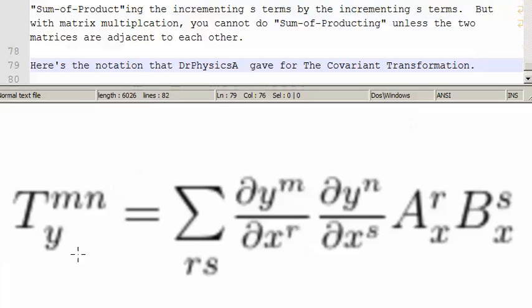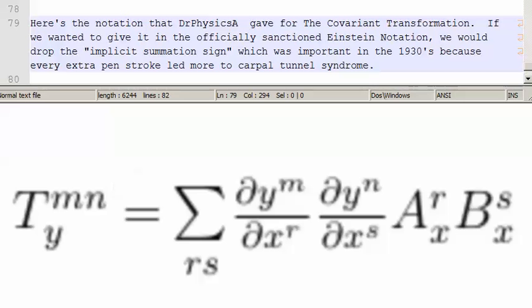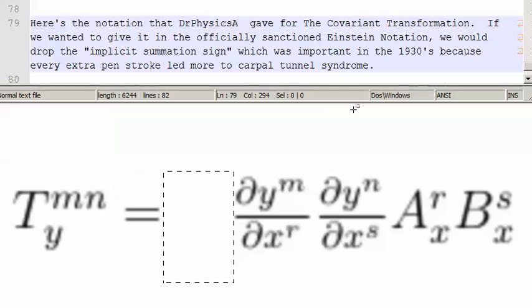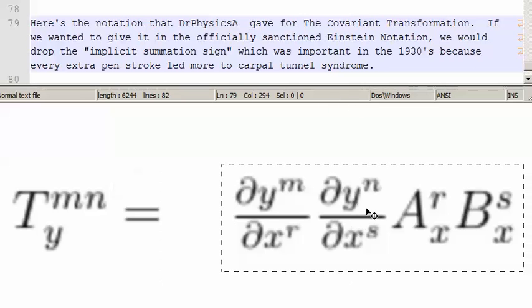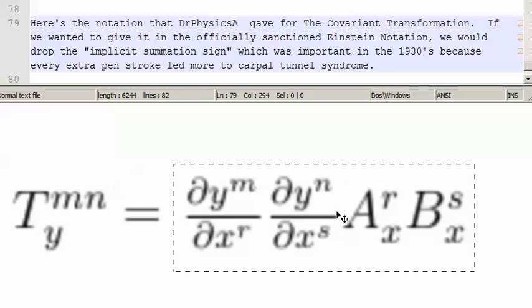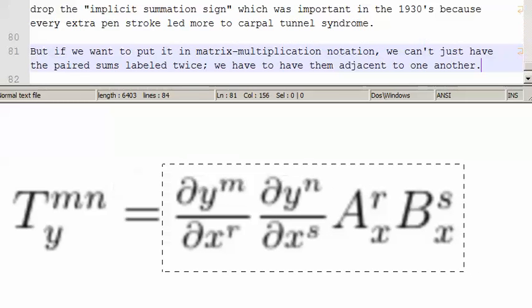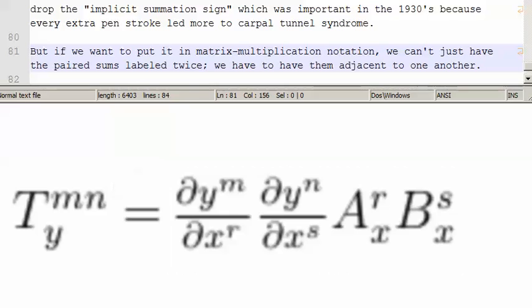Here's the notation that DrPhysicsA gave for the covariant transformation. If we wanted to give it in the officially sanctioned Einstein notation, we would remove the implicit summation sign, which was important back then in the 1930s because every extra pen stroke led to more carpal tunnel syndrome. But if we want to put it in matrix multiplication notation, we can't just have the paired sums labeled twice. We have to have them adjacent to one another.